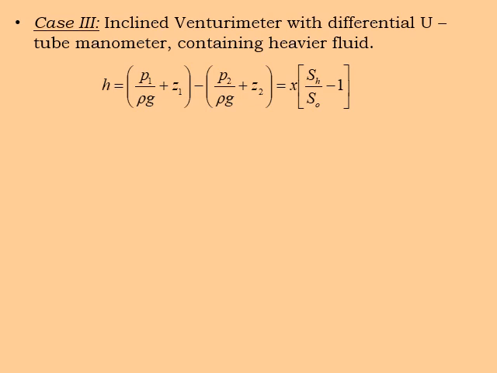So in previous cases, the venturimeter is placed in horizontal direction. So in that case, Z1 is equals to Z2. But here the venturimeter is placed in inclined direction. So at that time, Z1 is not equals to Z2. So for that reason, H is equals to P1 by rho g plus Z1 minus P2 by rho g plus Z2. So that is called H here. So that H is equals to X into S of H by S of O minus 1.